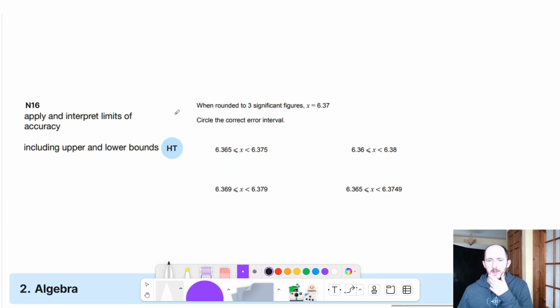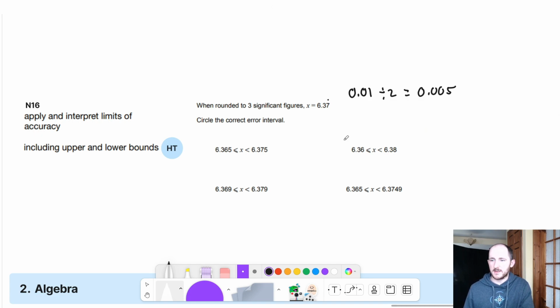So, error intervals. Apply and interpret limits of accuracy and also do upper and lower bounds. Technically speaking, this is only for higher, but error interval is very similar to the stuff they do in Foundation 2, so there isn't much difference in that sense. So when rounded to 3 significant figures, x is 6.37. Circle the error interval. Here's what you do. You take this final decimal point, so that's 0.01, right? Because that's the position it is, and you half it, which would be 0.005, and you add or subtract it.